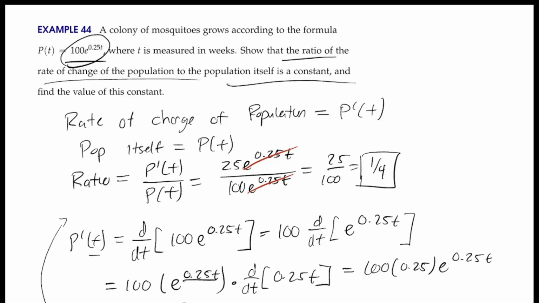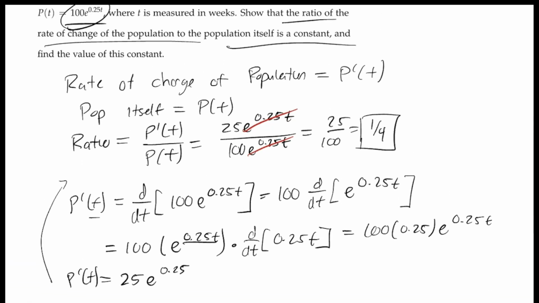Okay? So what is this saying? This is saying that every week, the population is going to grow by a quarter of itself. So if you start with 100 mosquitoes, after a week, you're going to have 125 mosquitoes. And then after another week, what's a quarter of 125? That's like 30 more, give or take a few decimal places. So you're going to have 155 after 2 weeks. And then you're going to do another 25%, right? That's what this ratio is really telling us: because the ratio of the rate of change of population to the population itself is a quarter, that means it grows by a quarter every week.